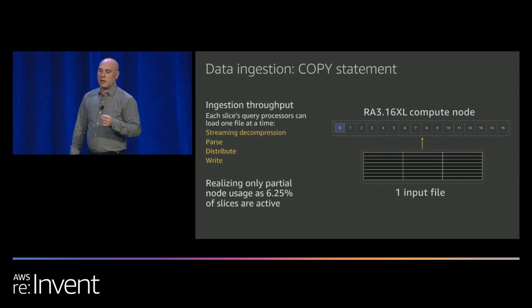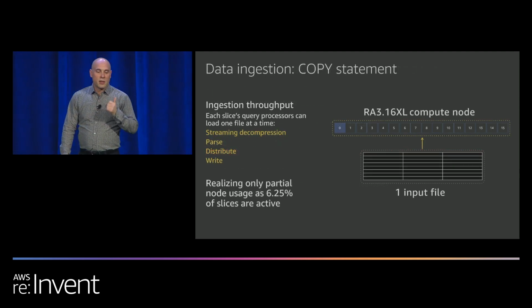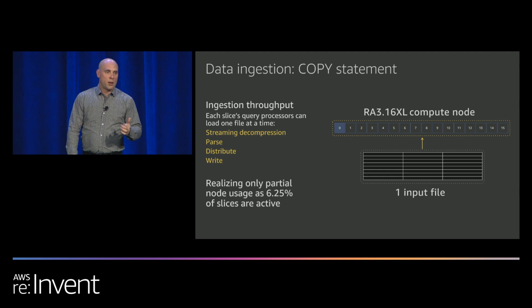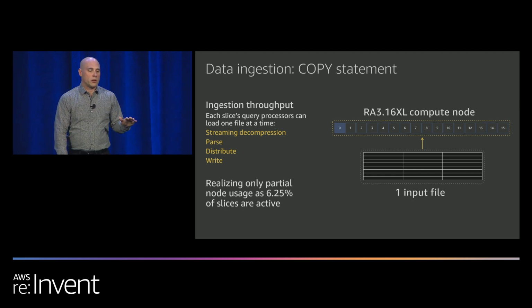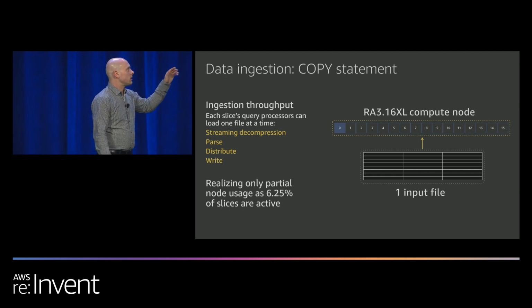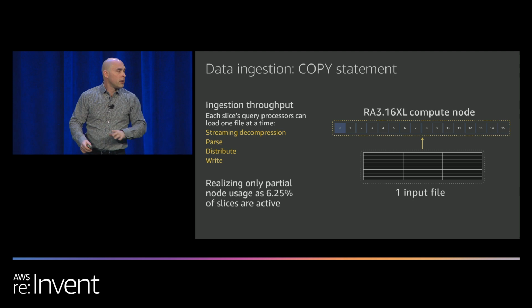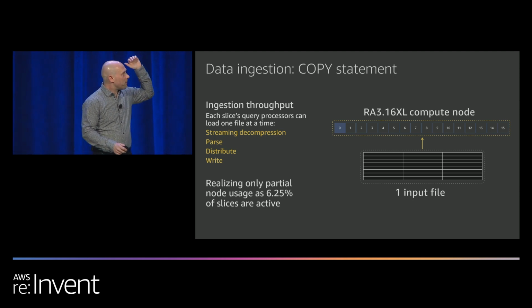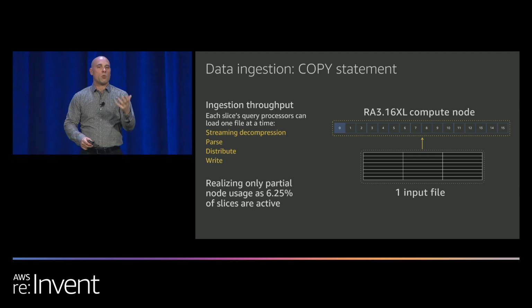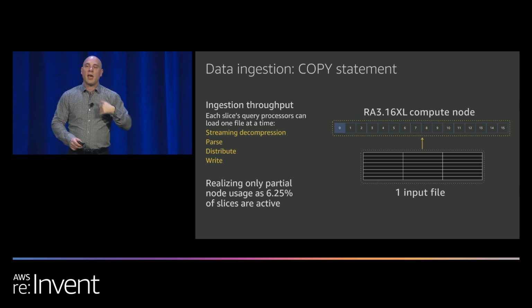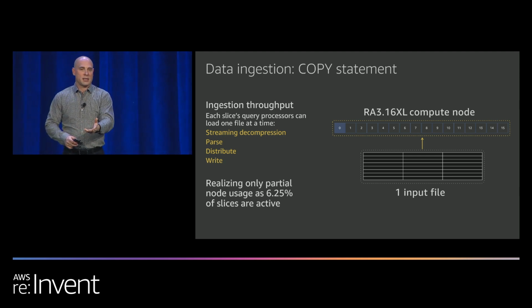So let's talk about how you get data into Redshift. There's a couple different ways. The primary way is with the COPY statement. That is the primary way everyone loads data. In this particular example, I have an RA3 16XL, which isn't technically a valid cluster config, but we'll just go with it. And I have these 16 slices up there, which are represented. And I have this one file on S3. And I execute the COPY statement against it.